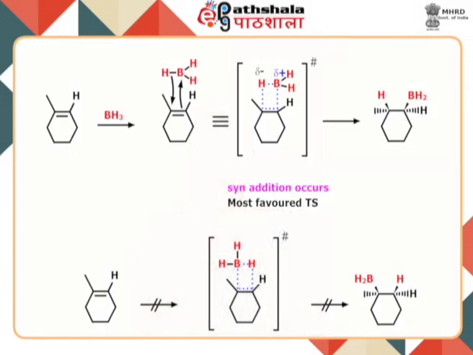A 4-member transition state is involved here, in which the breaking of BH bonds and making of CH bonds all take place simultaneously, as you can see here for the case of hydroboration of methyl cyclohexene. And this ultimately results in the addition of H and BH2 to the place where there was a carbon-carbon double bond, as is clear from this structure.